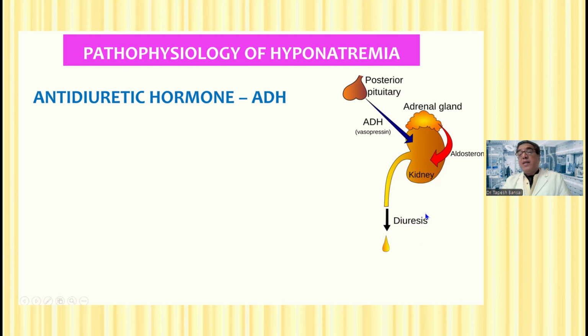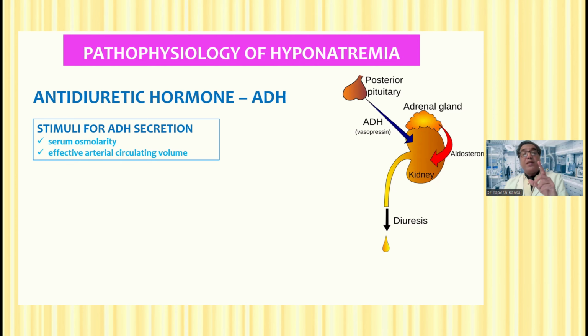So antidiuretic hormone is the main hormone, and the stimuli for ADH secretion: the most important stimulus is serum osmolarity. Serum osmolarity of the body is maintained by antidiuretic hormone. All right. And it's very important to maintain serum osmolarity, otherwise all the cells will lyse. I shall explain that. And normal serum osmolarity is 280 to 295.